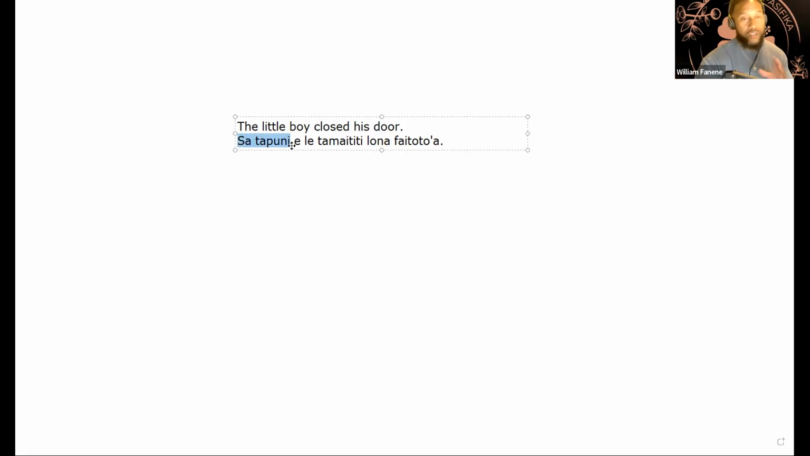And here's another thing you're going to hear whenever you see these kind of sentences where one subject is doing an action on another subject: you're probably going to hear a suffix added to the verb. So tapunia, you might hear something like that. Sa tapunia le tamaititi lona faitotoa. You more than likely would hear that, but if people leave it off, people will do that as well. That's what that suffix is.